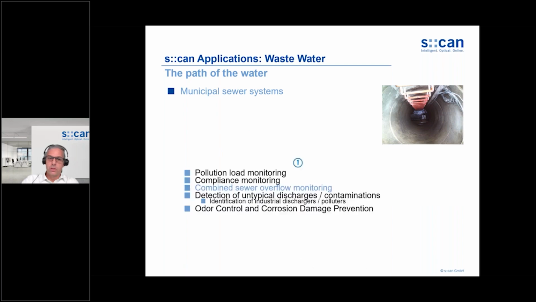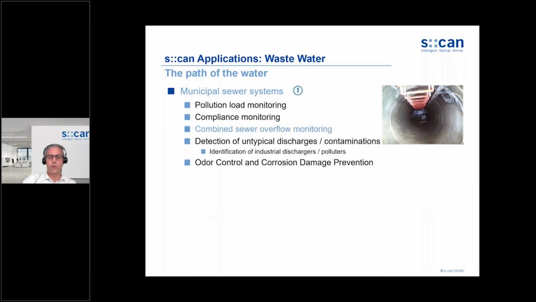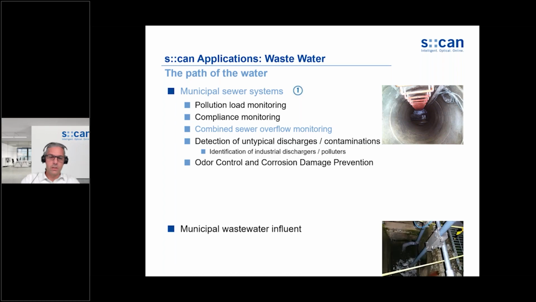In the sewer systems, we have the following applications. We do pollution load monitoring, compliance monitoring driven by government, combined sewer overflow monitoring. This is highlighted blue because we will have a detailed look at this today. We try to detect untypical discharges, contamination. It goes up to identifying industrial dischargers that are polluting the wastewater. And last but not least, prevention of corrosion damage and smell control.